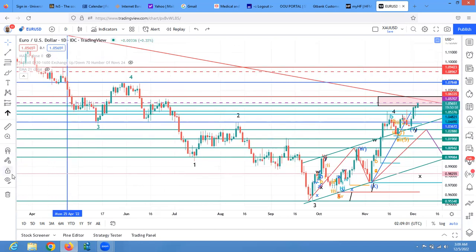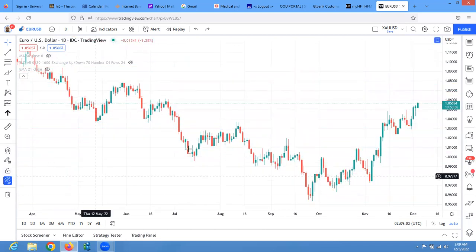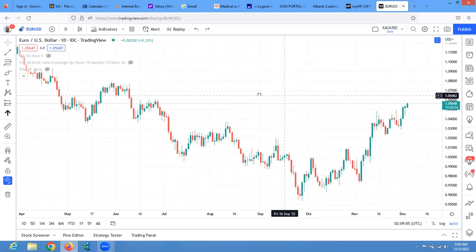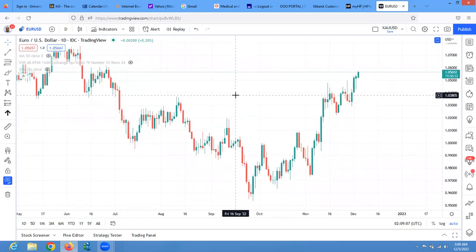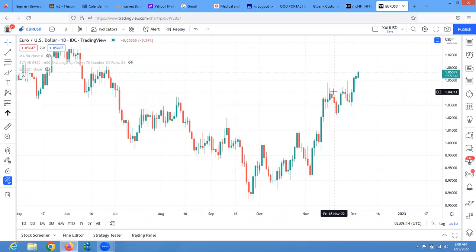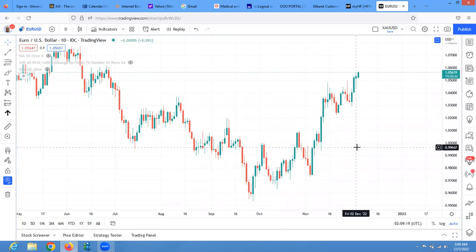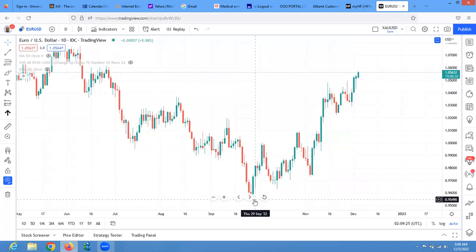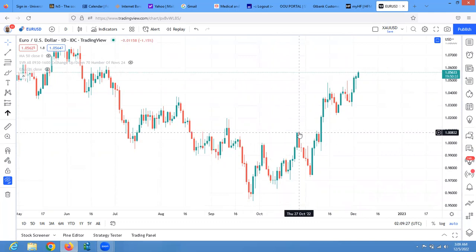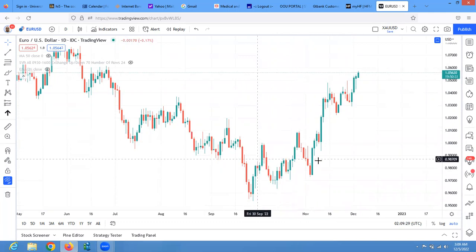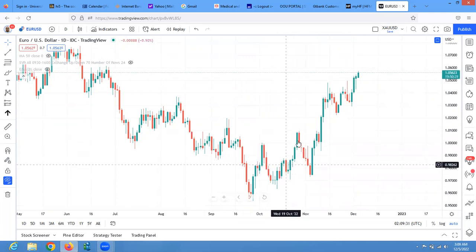Let's take this off. Now I believe that we are seeing an ending structure on the daily. We are seeing an ending structure, and in this ending structure, this has probably run like a 5-wave structure now. So this is wave 1, and the wave 2 in the middle, A, B, and a C.